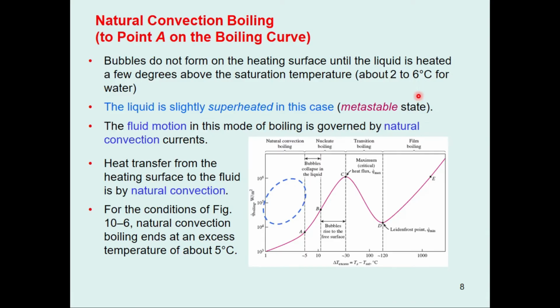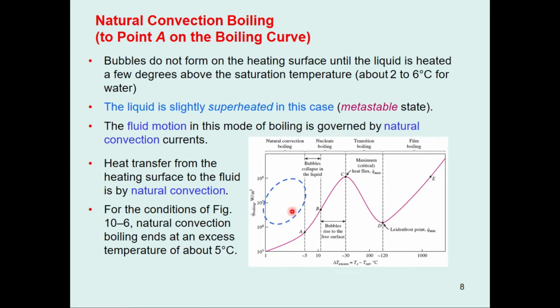This is the first regime of pool boiling on the boiling curve. First of all, we will look at this boiling curve from this point to the point A. This is the region where natural convection boiling takes place, right? In this boiling, bubbles do not form on the heating surface until the liquid is heated a few degrees above the saturation temperature, such as from 2 to 6 degrees centigrade for water.